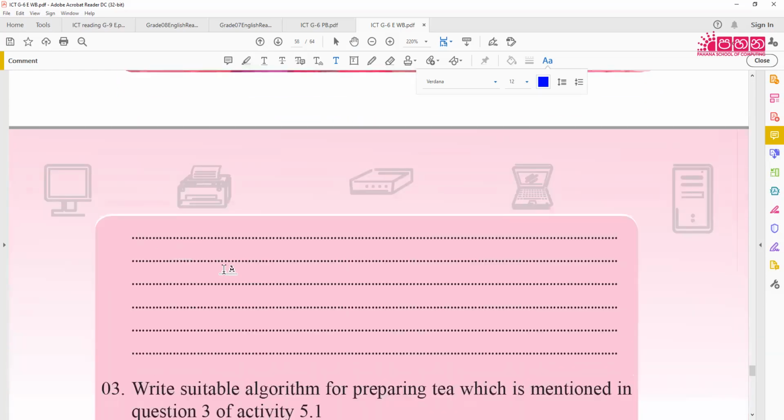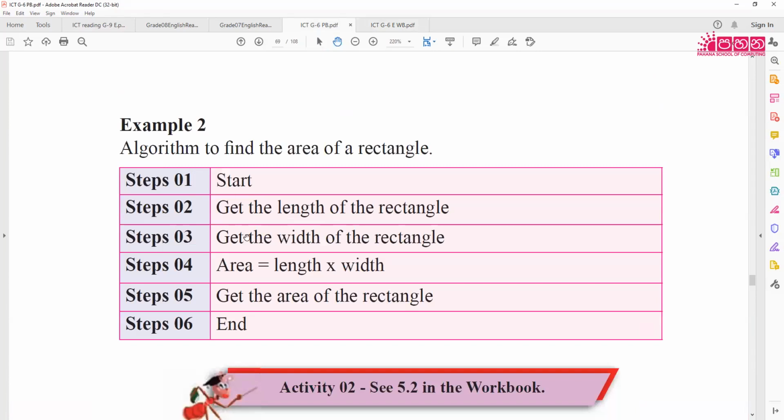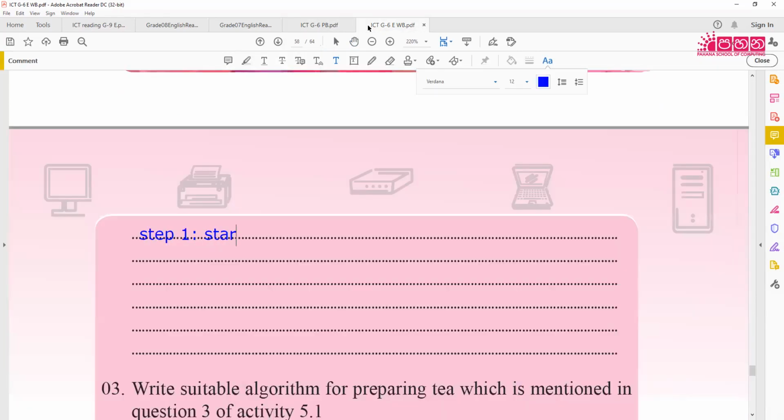So what are the steps? What is step one? Step one, start. It should be start, right? Remember this. It should be start. We have to say, okay, start. Step two, get the length and width. Exactly. Yes, true. We can say, okay, get the length of the rectangle.